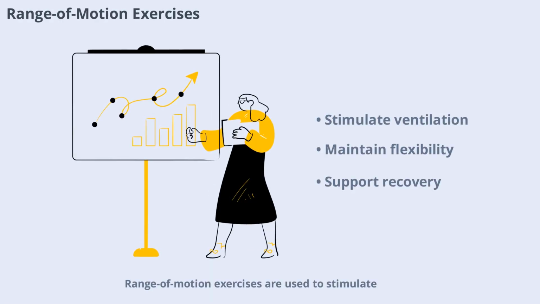Range of motion exercises are used to stimulate alveolar ventilation and alter its distribution. These exercises help maintain joint flexibility, prevent contractures, and support respiratory function. For cardiopulmonary patients, maintaining mobility is crucial for overall recovery and quality of life.